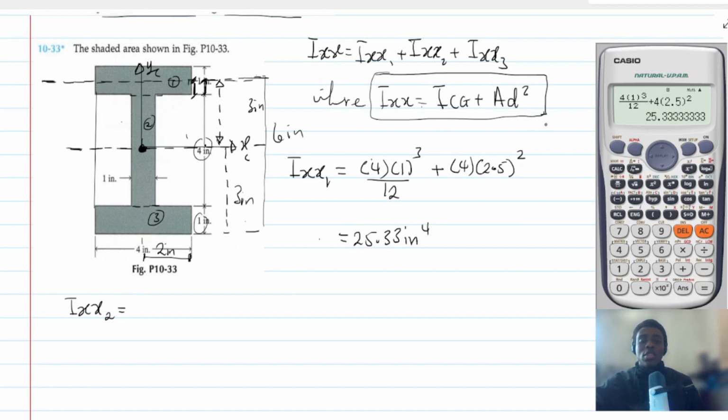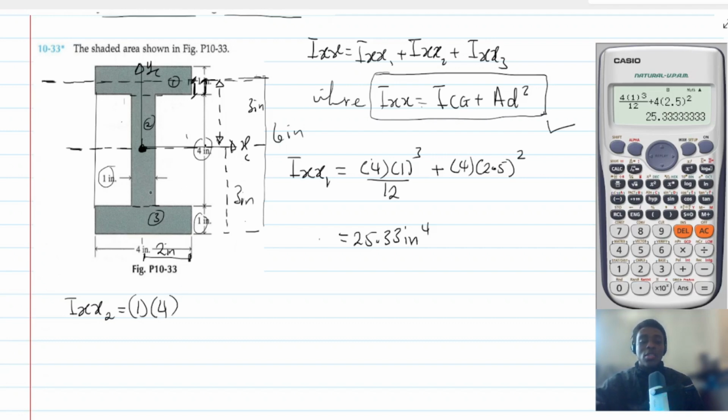We are going to use the centroidal axis plus the area times the distance squared. But watch this carefully. With the second area, this distance here is 1. So it's going to be 1 multiplied by the height. Okay, and the height is what? 4.